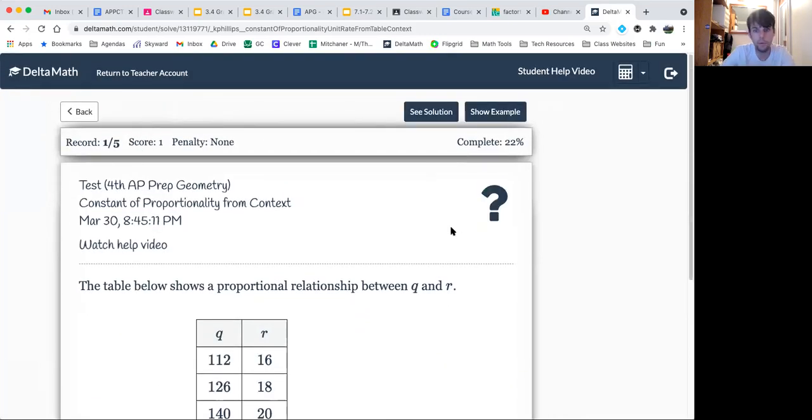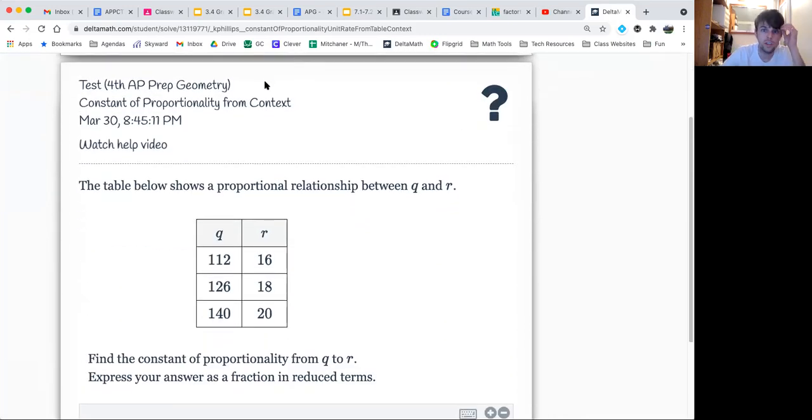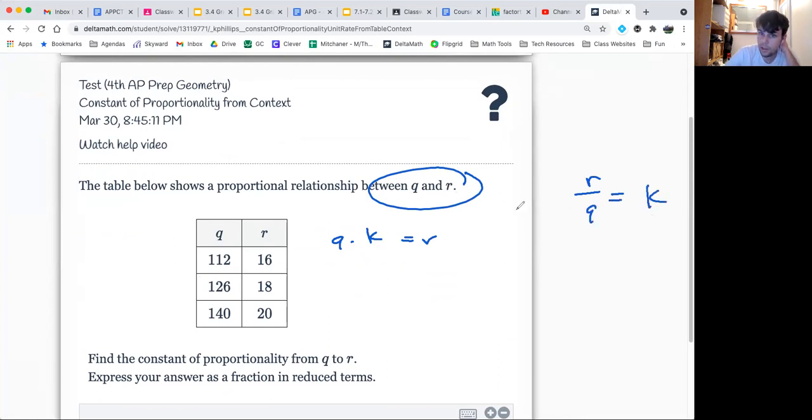Okay, let's go ahead and move forward. Next problem. All right, one more. Got a proportional relationship between Q and R. So again, we're looking at Q times what constant is going to equal R, or R over Q equals the constant of proportionality. Either one of these two things can help us figure this out. I'm going to do it a different way this time, R over Q.